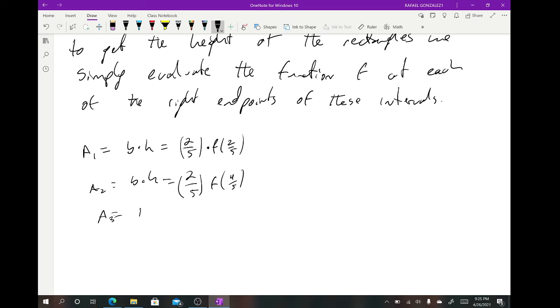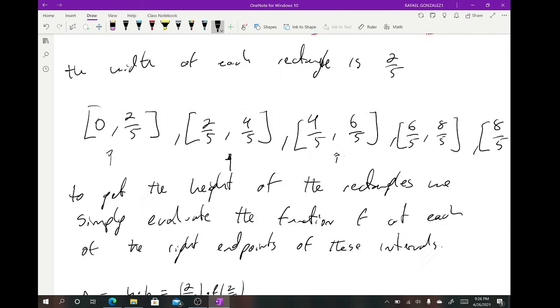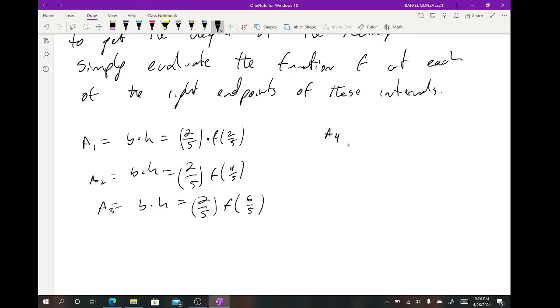A3 follows a similar pattern. It's base times height. Again, 2/5 is not changing. That's the base, for every single rectangle in this interval has a width of 2/5 because that's the way that we broke it down. But now the height changes because the endpoint changes. Instead of 4/5, it's now 6/5 because again that is the third interval. The right endpoint is 6/5, and so on. You could go to A4, A5. So again, we have base times height. That's equal to 2/5 times f of 8/5, and finally we have 2/5 times f of 10/5.